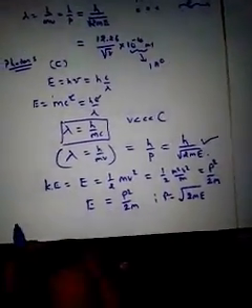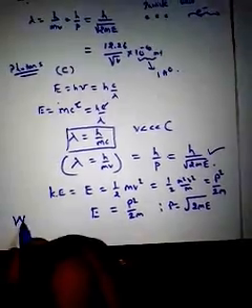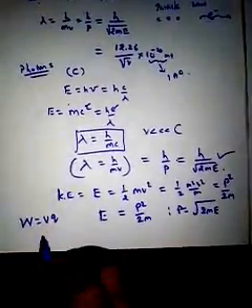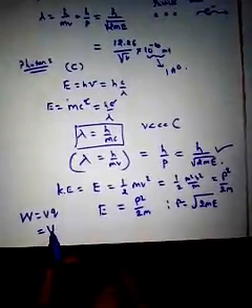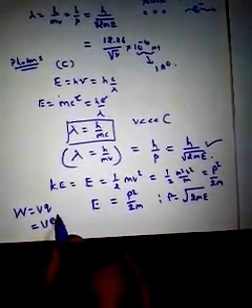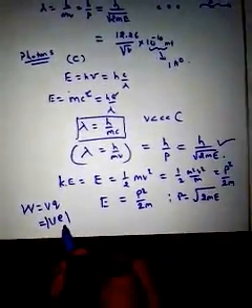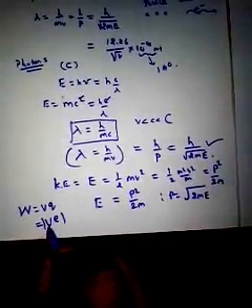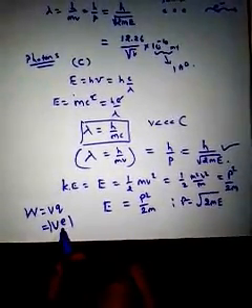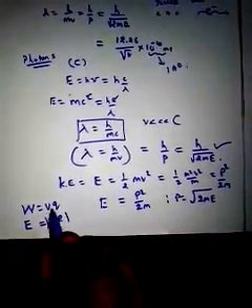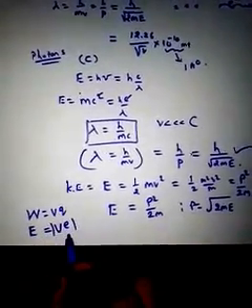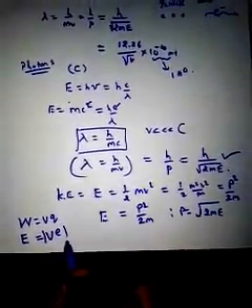We know that W is equal to VQ, where V is the potential difference. Suppose a potential difference of V volt is applied to an electron of charge e, we are considering magnitudes, then the work done by the potential difference is converted into kinetic energy E. So we can write E is equal to Ve.